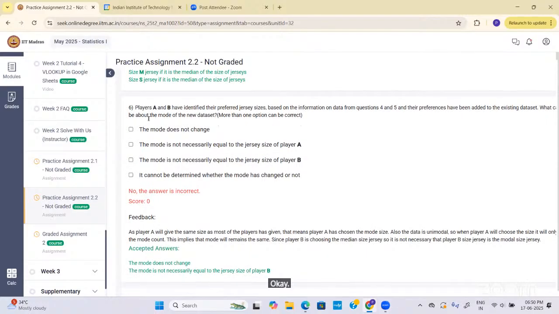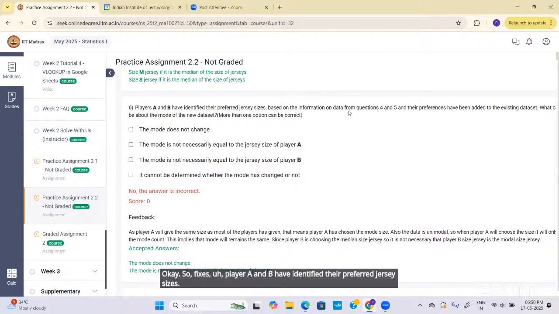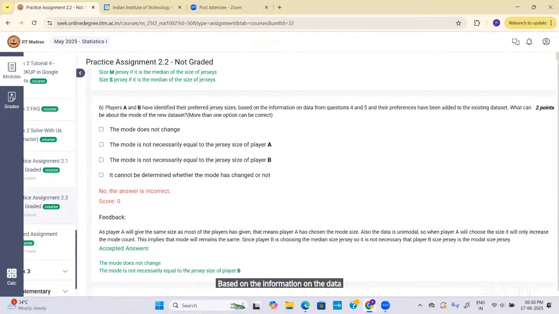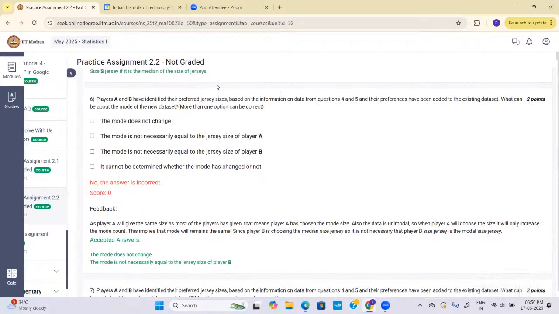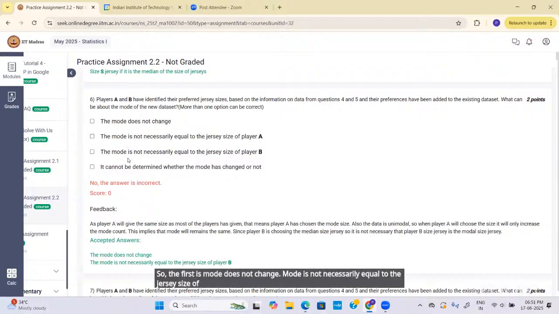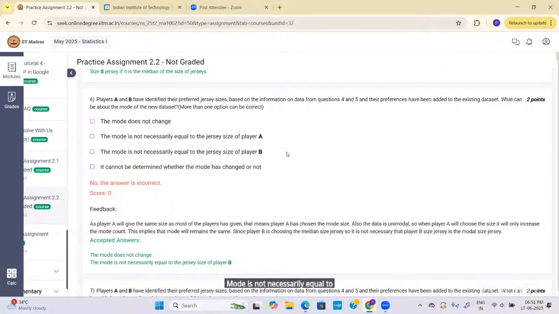So question 6: player A and B have identified their preferred jersey sizes based on the information from questions 4 and 5, and their preferences have been added to the existing data set. So what can be said about the mode of the new data set? The first option is mode does not change. Mode is not necessarily equal to the jersey size of player A. Mode is not necessarily equal to the jersey size of player B, and it cannot be determined.